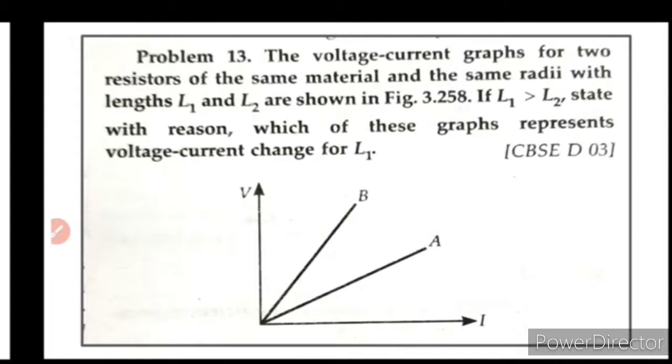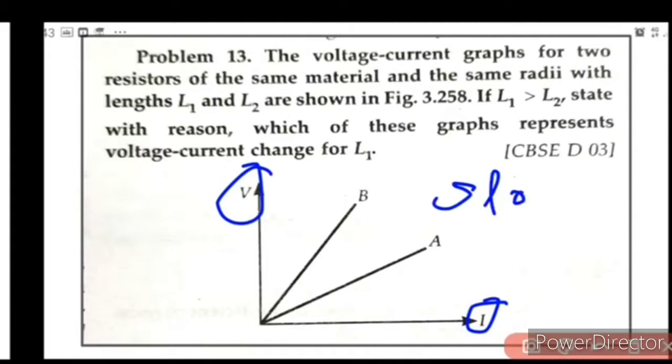Now another similar one. The voltage-current graphs for two resistors of the same material and same radii with lengths L1 and L2 are shown in the figure. If L1 is greater than L2, state with reason which of these graphs represents the voltage-current change for L1. Here again V is along the y-axis and I is along the x-axis. So the slope of the graph is equal to resistance. Higher the slope, higher the resistance.